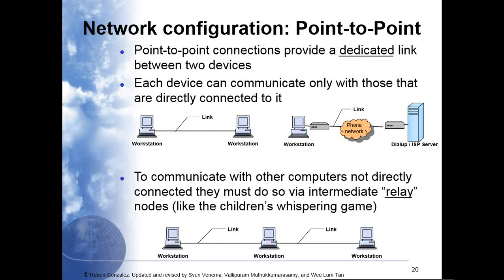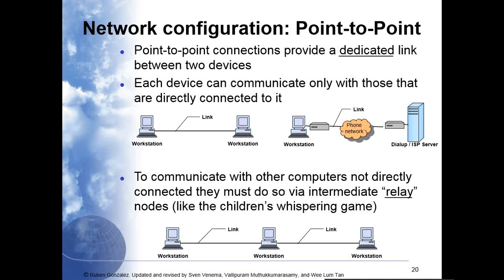In terms of network configuration, point to point connections provide a dedicated link between two devices. Each device can communicate only with those that are directly connected to it. So you look, there's a workstation with a link between it, connected to another workstation. They can communicate because they're directly connected. Anything that's not directly connected can't communicate with each other. On the right, you'll see the same diagram, but now the phone network is in the middle. So they're still directly connected. There just happens to be a phone network in the middle, right? So they can communicate with each other.